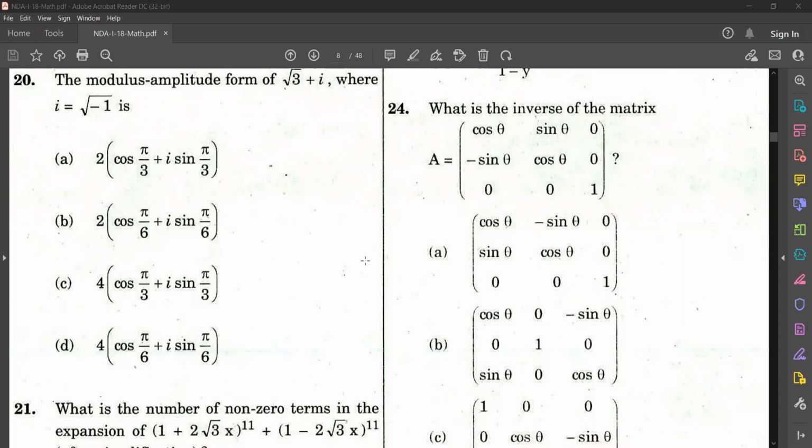We are going to see some previous year NDA Maths questions. Okay, all of you see the question number 24.